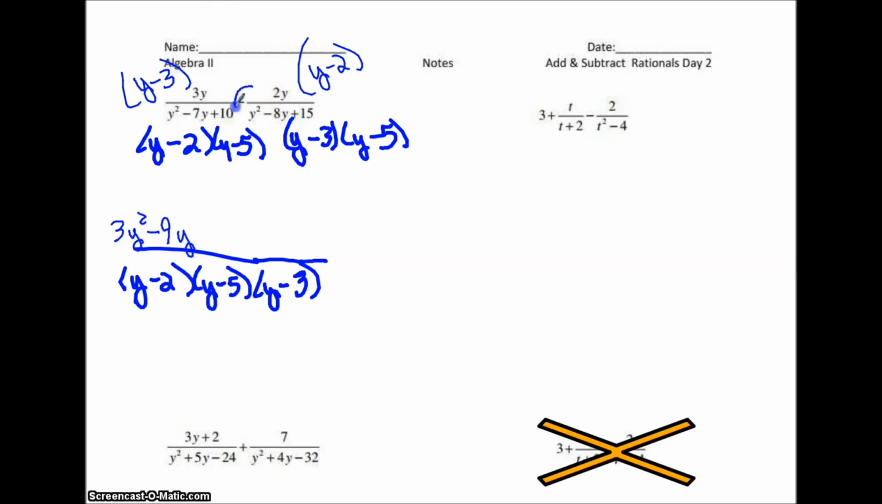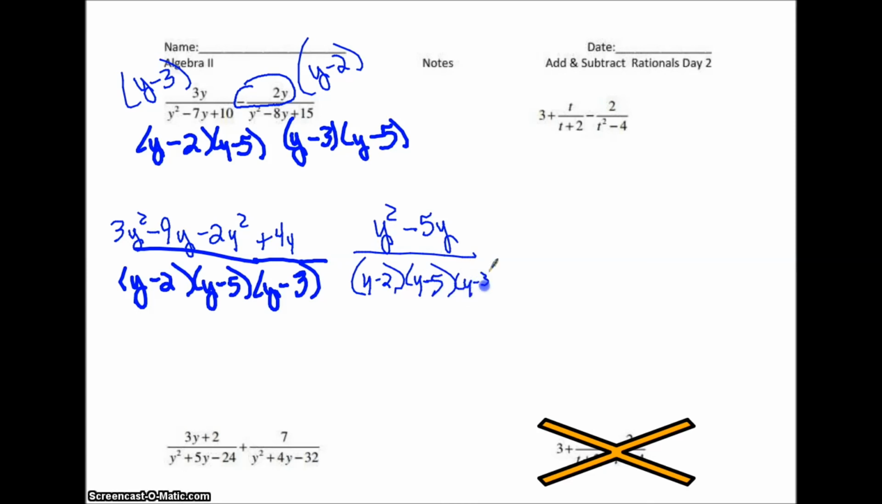Be careful here because you're actually distributing a negative 2y. So that's going to give you minus 2y squared plus 4y. So combine your like terms, and 3y squared minus 2y squared is y squared. Negative 9y plus 4y is minus 5y, all over y minus 2, y minus 5, y minus 3.